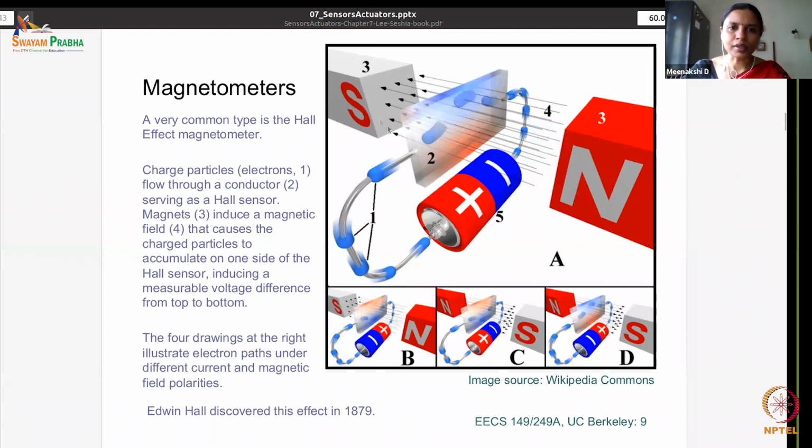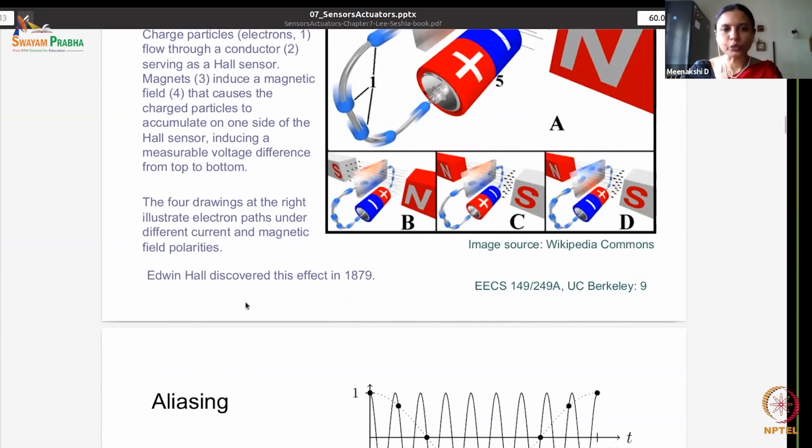Magnets around the south and the north pole, marked as 3, induce a magnetic field that causes the charged particles to accumulate to one side of the sensor, which induces a measurable voltage difference from top to bottom. And the sensors actually measure only that. A magnetometer works by creating such a scenario that causes a measurable voltage difference that can be measured and output as a sensor measured value.